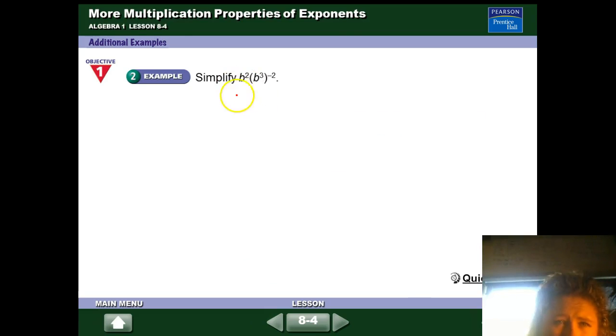Another one. This is where the parentheses get a little more important. To rewrite this, we have b squared times parenthesis b cubed raised to the power of -2. Well, what could I simplify so far? Everything inside this parenthesis is going to get the -2. So power raised to a power, what do we do? Multiply. So we have 3 times -2. That's going to give me b to the -6. Now I have b squared and b to the -6 left.